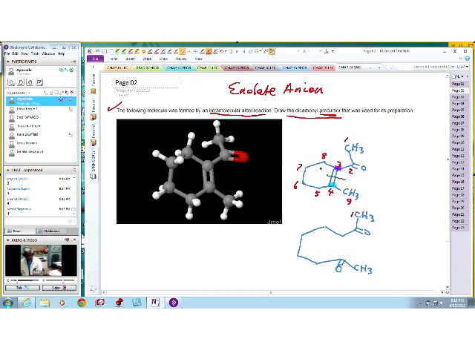Based on this numbering we did here, this is carbon 2. This is carbon 3. This is carbon 8. This is carbon 7, carbon 6, carbon 5, and this here is carbon 4, and finally carbon 9. Okay? If you agree with this analysis here, give me a happy face.